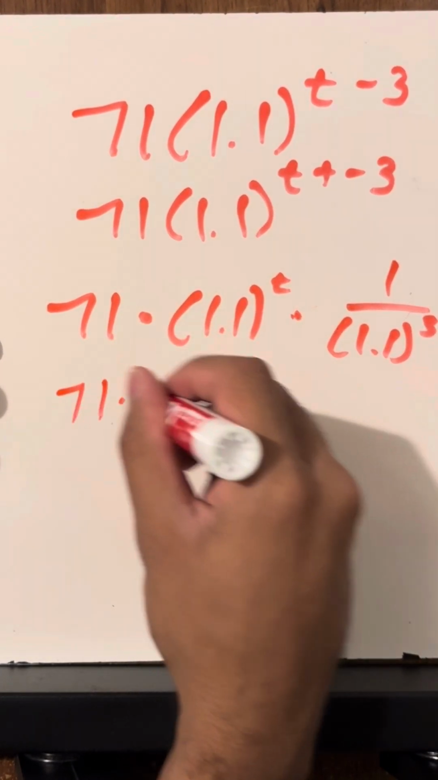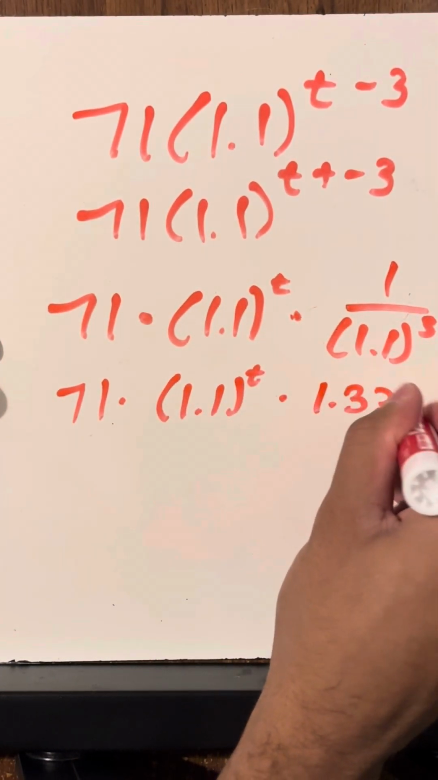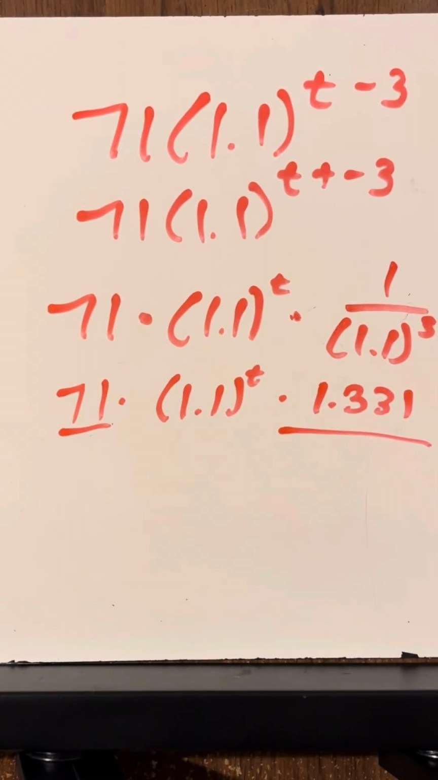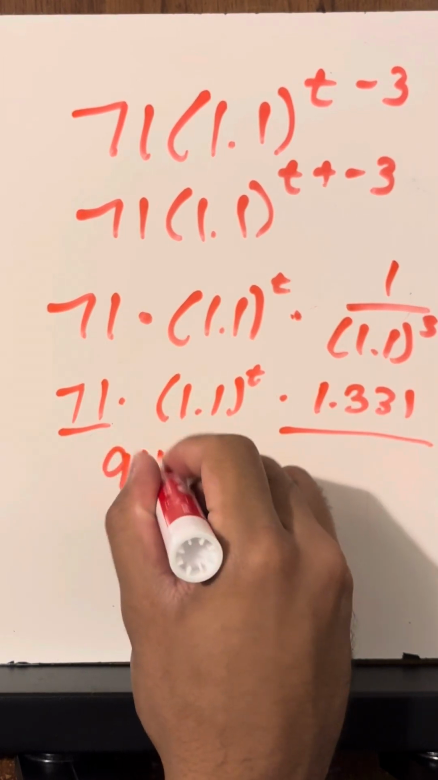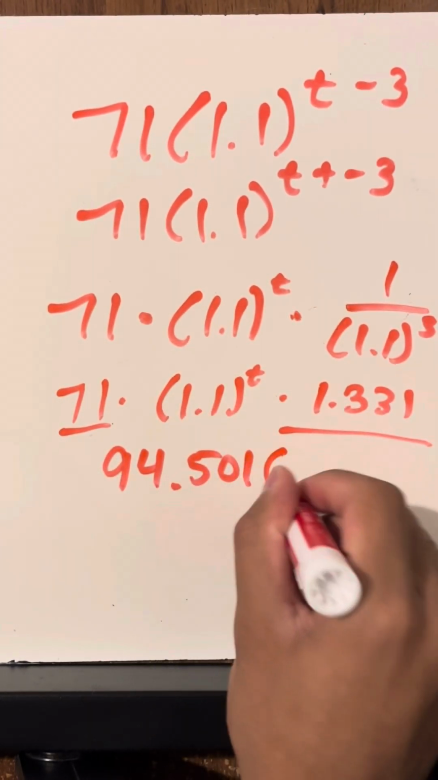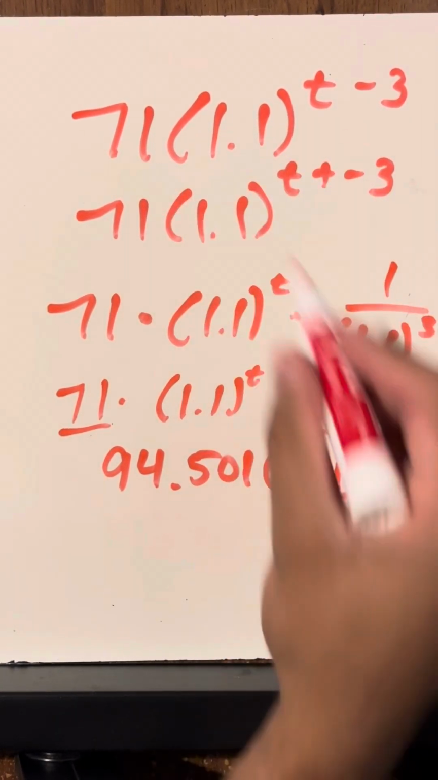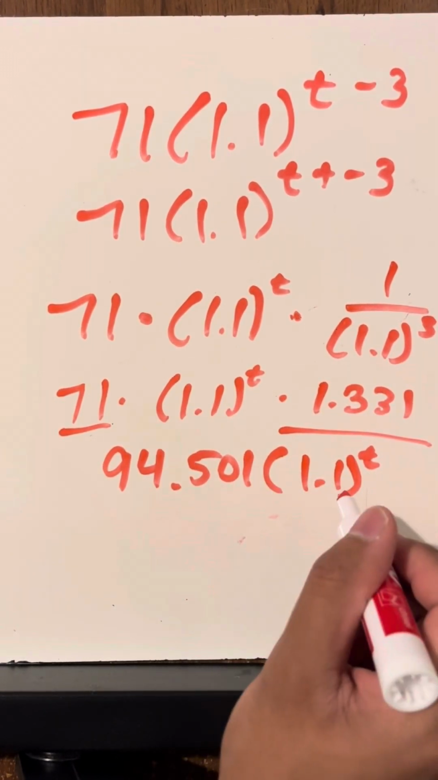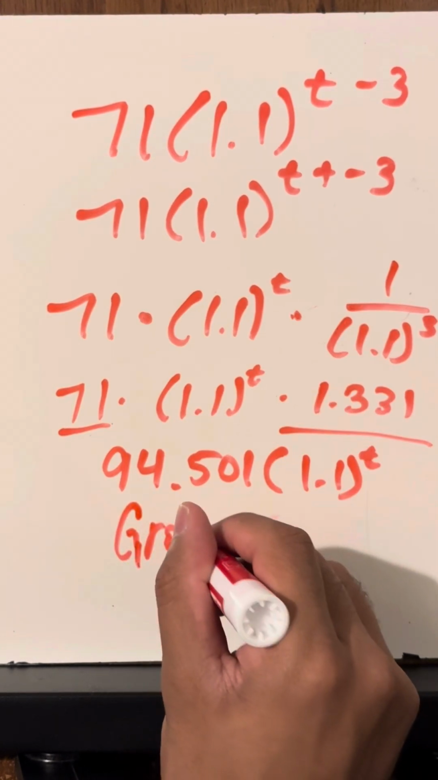So we have 71 times 1.1 to the t times 1.331. We now need to multiply this number and this number. So 71 times 1.331 is 94.501. And we can put the 1.1 to the t attached to it. This is how we would rewrite this. Now we need to see, is the number in the parentheses greater than 1 or less than 1? It is greater than 1 because it's 1.1, so we say that it's exponential growth.